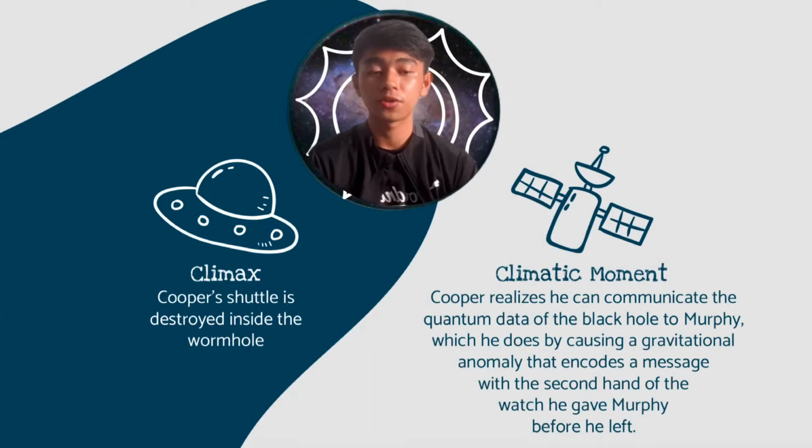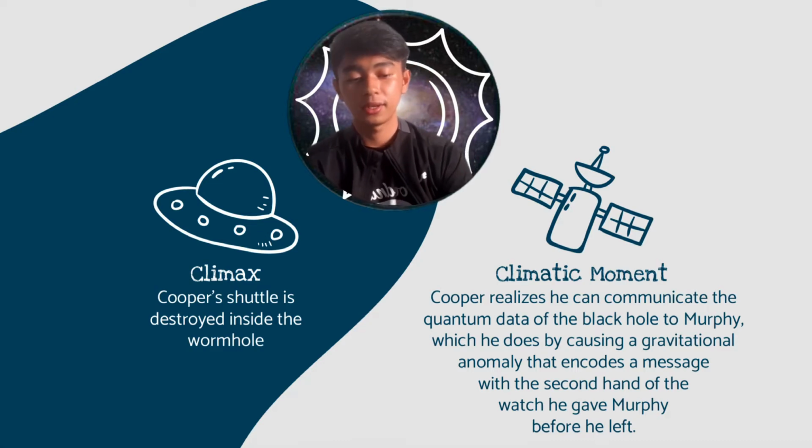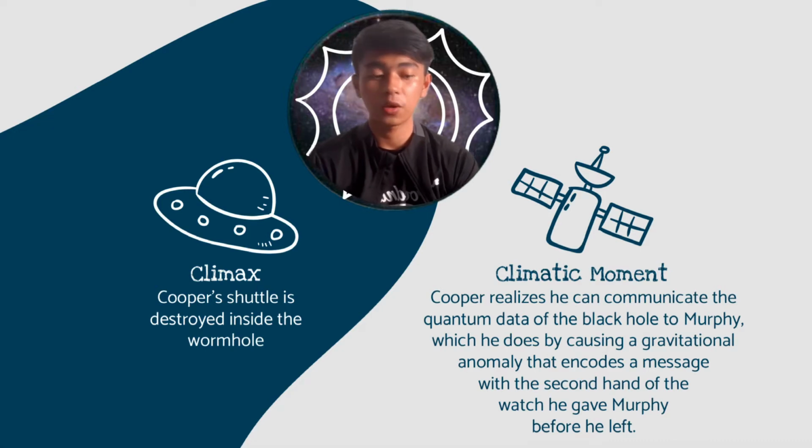Cooper's shuttle is destroyed inside the wormhole. At first, he drifts through the blackness, but then finds himself inside a tesseract. The tesseract allows Cooper to interact with Murphy's bedroom across space and time.